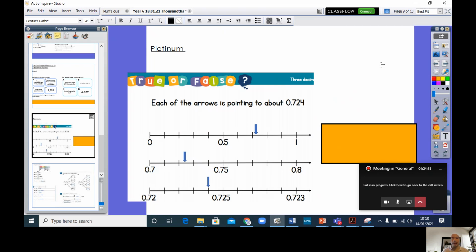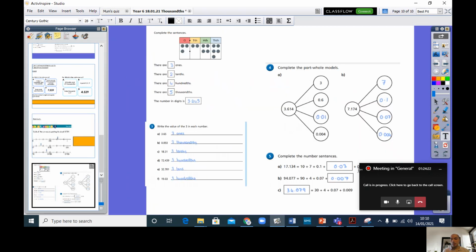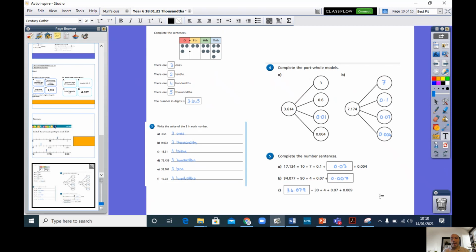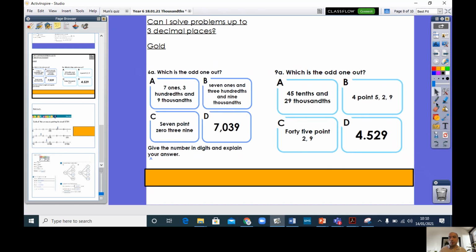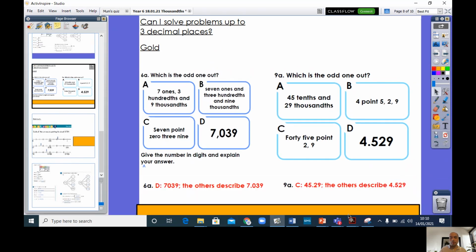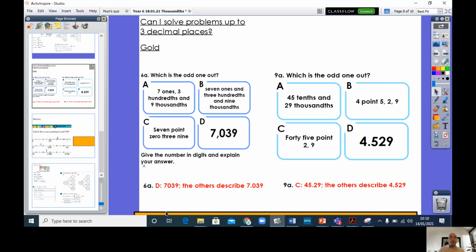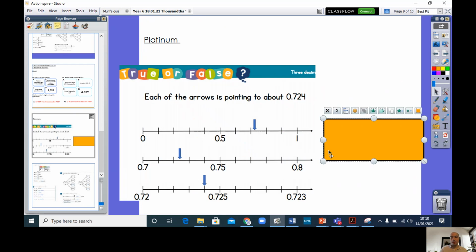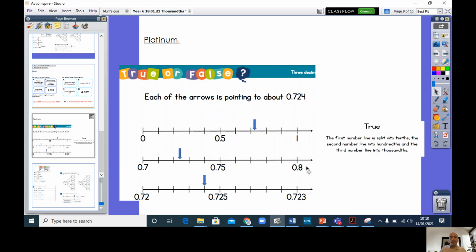Because we will now look at the answers for silver. So if you'd like to pause the video and mark silver, and then when you come back, we will look at the answers for gold. Okay, brilliant. Here are the answers for gold. If you pause the video and mark the answers, when you come back, we will look at the answer for platinum. Okay, excellent. Here's the answer for platinum.